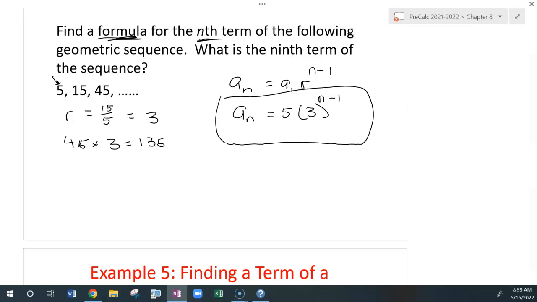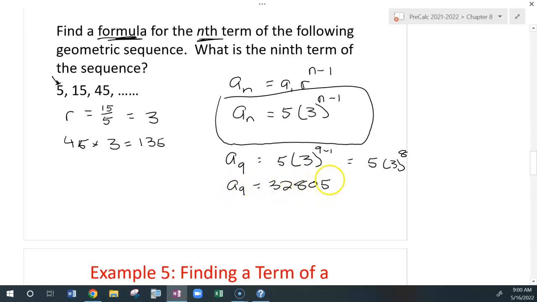Then it says, what is the 9th term of the sequence? I'm going to put in a 9. So a sub 9 is going to equal 5 times 3 to the 9 minus 1, which is 5 times 3 to the 8th. Now just grab your calculators and punch in 5 times 3 to the 8th. And I'm going to do that on mine. And I get 32,805. So a sub 9 is 32,805.